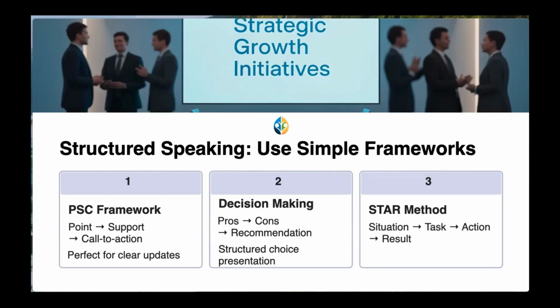And STAR means situation, task, action, and result. Short stories and examples. People learn a lot by hearing a short story that incorporates the pros, the cons, the recommendations, right? The situation, the action steps, and the results. So the STAR method: situation, task, action, result.